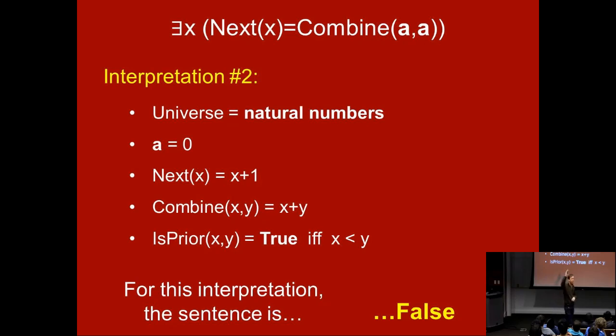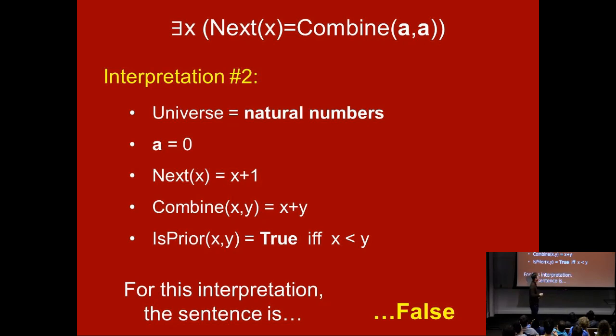Somebody want to put up their hand and say why it's true or false? Okay, so yeah, it's true. The sentence is basically saying that there's some number for which x plus 1 is equal to a plus a, which is 0. And yeah, there is such a number, -1. So with this interpretation, the sentence is true.